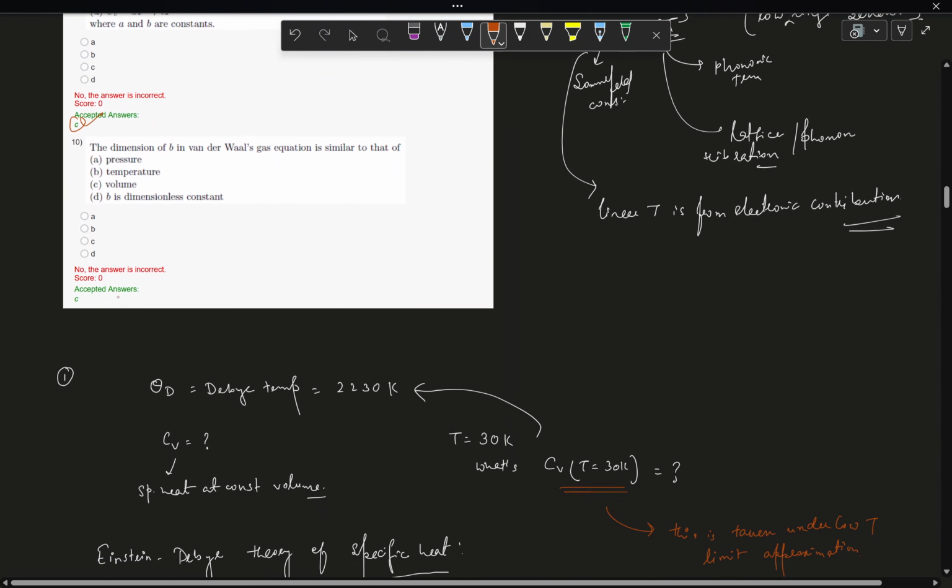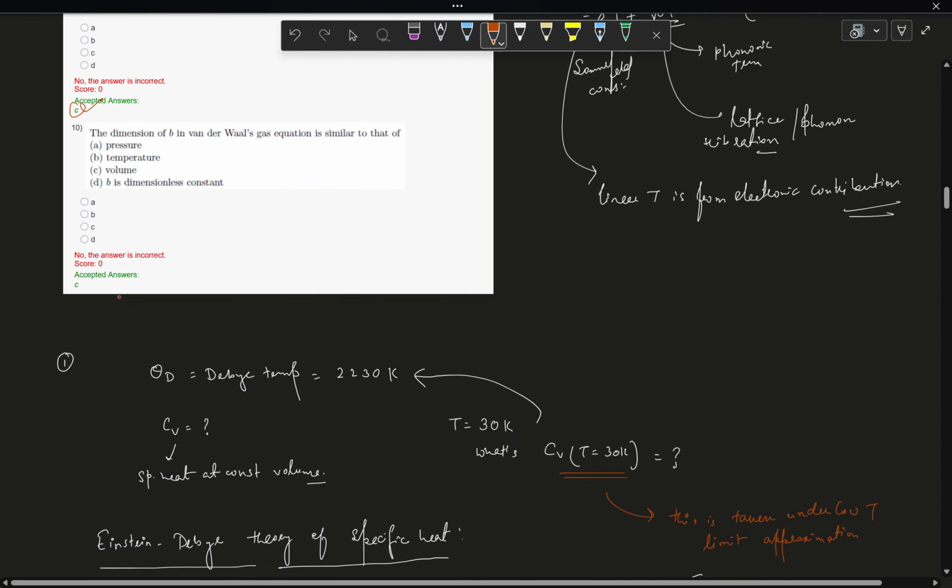Now the last question is that the dimension of B in van der Waals gas equation is similar to that of which one of these options? Pressure, temperature, volume and so on. So this I have already emphasized earlier. I will again tell you that B is something that is a correction term to the volume in the van der Waals gas equation for real gases. So obviously the answer is the volume. So this is the correct answer.